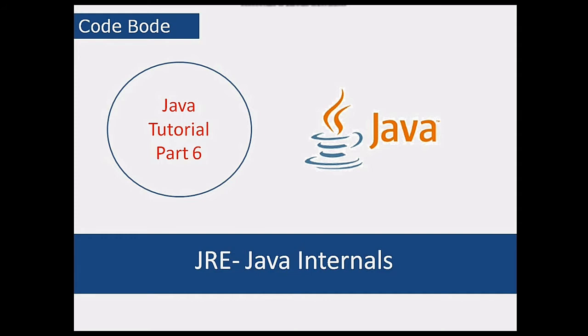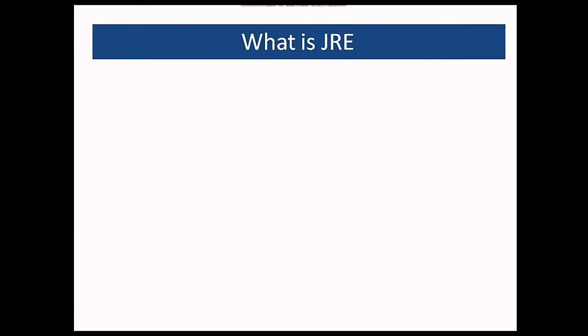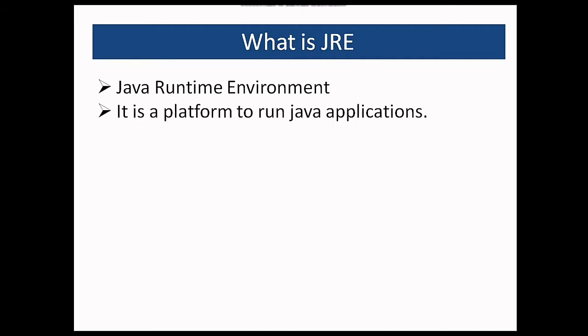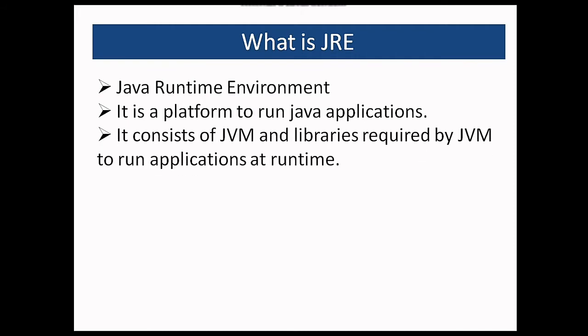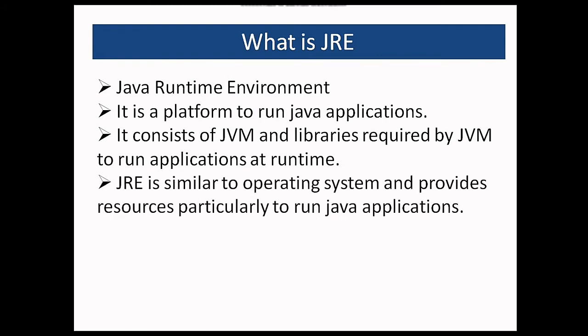So let's start with understanding what is JRE. Now JRE stands for Java Runtime Environment. So as the abbreviation suggests, it is an environment to run the Java applications. So if you want to run any application that is based on Java, installing JRE is mandatory because it consists of JVM, that is Java Virtual Machine, on which the applications actually run, and the libraries required to run the application. Now JRE is similar to your operating system because it runs the applications.